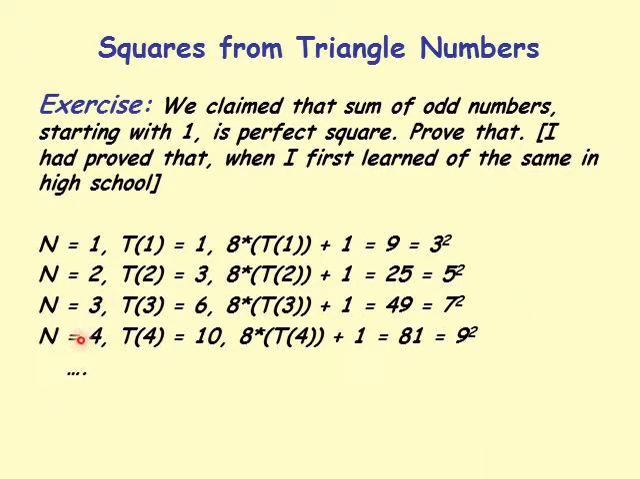Continue here. N is equal to 4, the triangle of 4 is 10, which is 1 plus 2 plus 3 plus 4. And when I multiply that by 8 and add 1, I get 81, which is the square of 9. Let's continue.